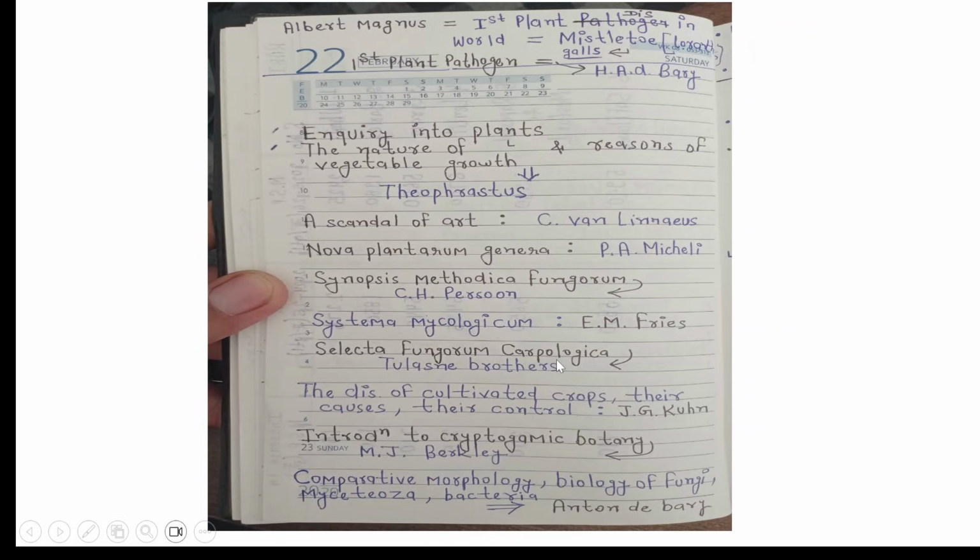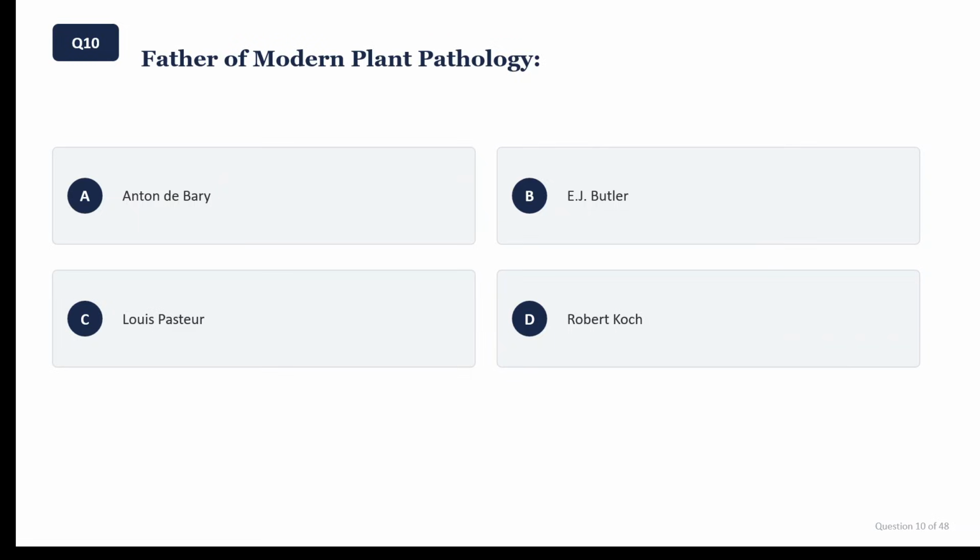The Diseases of Cultivated Crops, Their Causes and Their Control is the first plant pathology textbook, written by J.G. Kuhn. Introduction to Cryptogamic Botany, M.J. Berkeley. Comparative Morphology and Biology of Fungi, Mycetozoa and Bacteria is the book of Anton de Bary. These are the most important books which we should keep in mind. That's why I am providing them to you. Then the father of modern plant pathology, we all know, is Anton de Bary.